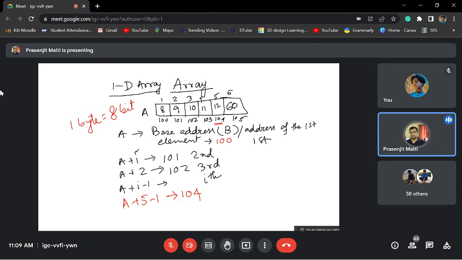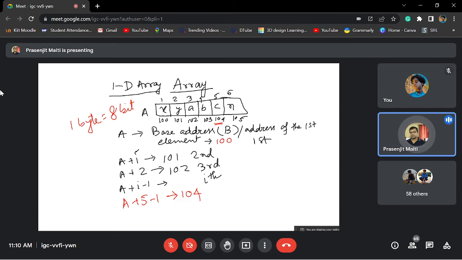Suppose I store any character X, Y, A, B, C, N. To store one character, we require only 1 byte of memory. So this is, suppose, a character array.